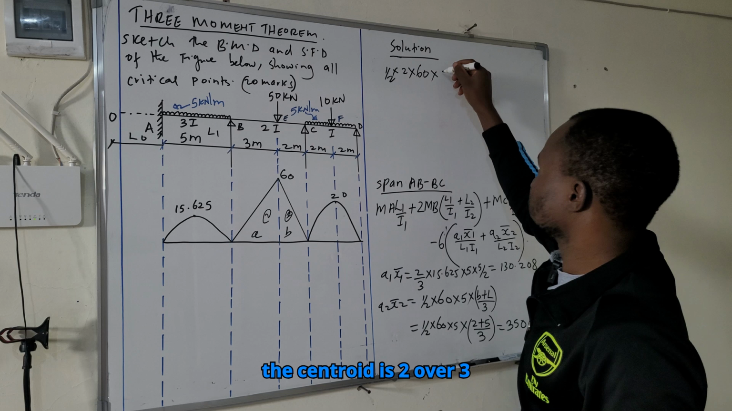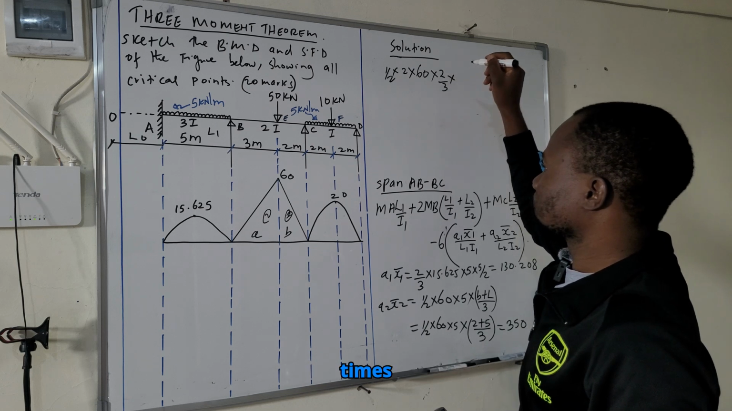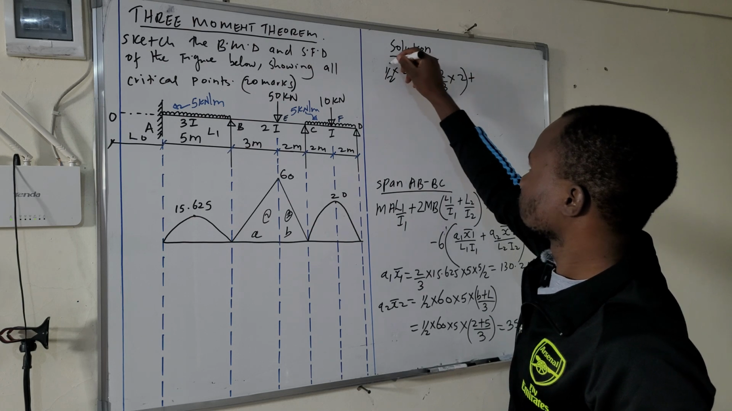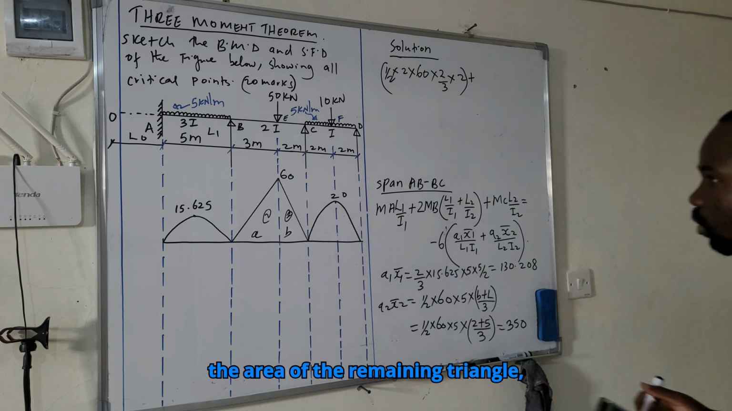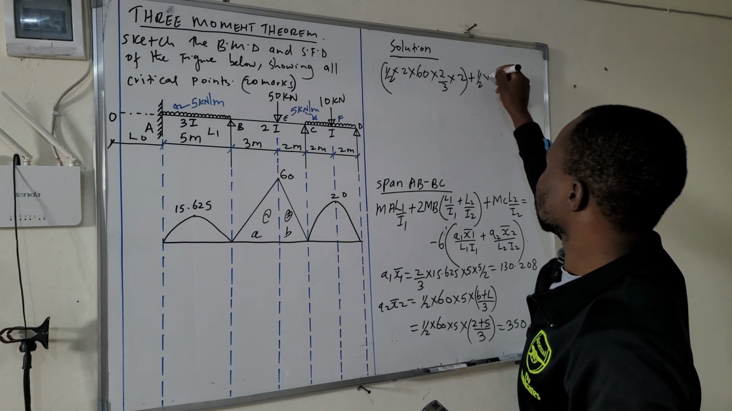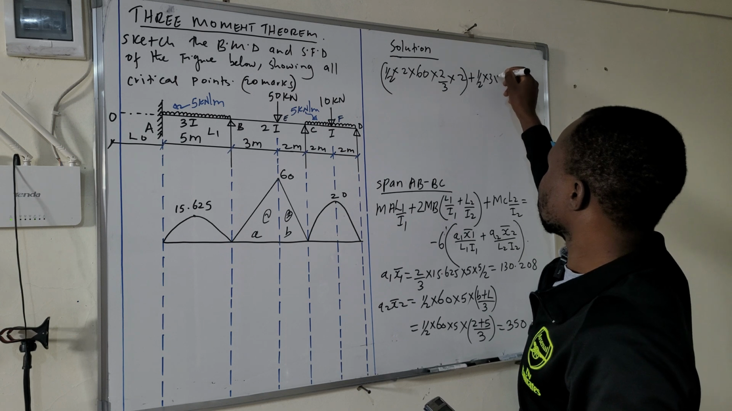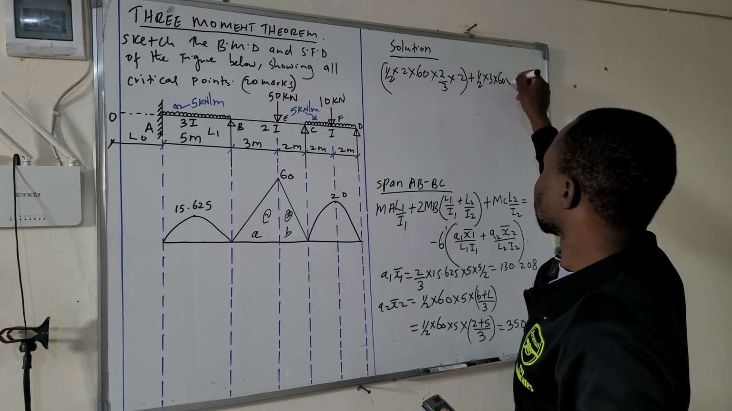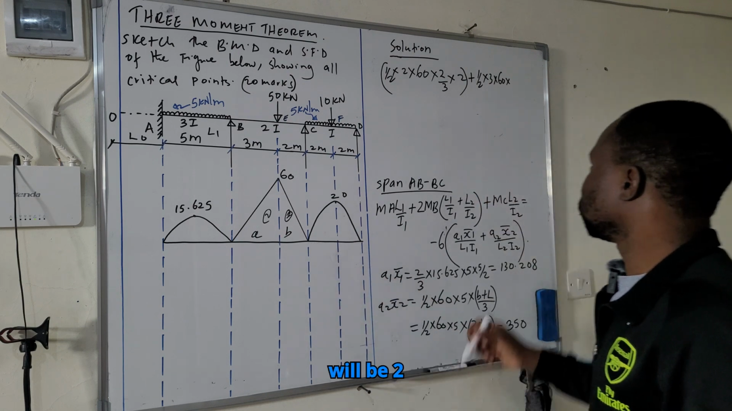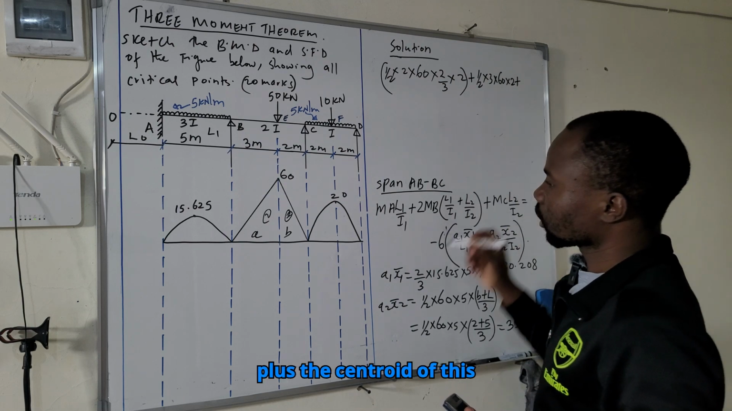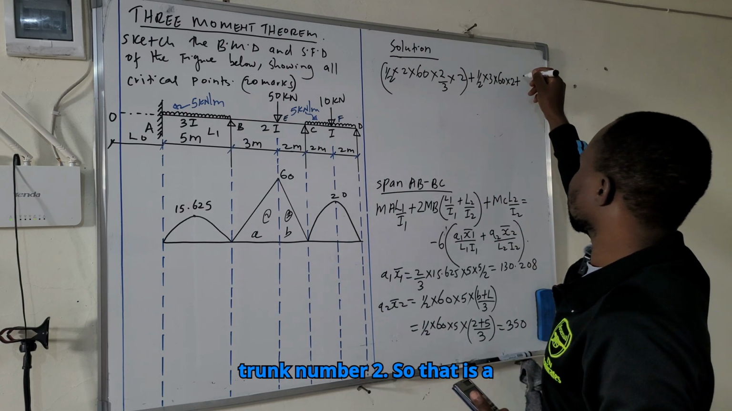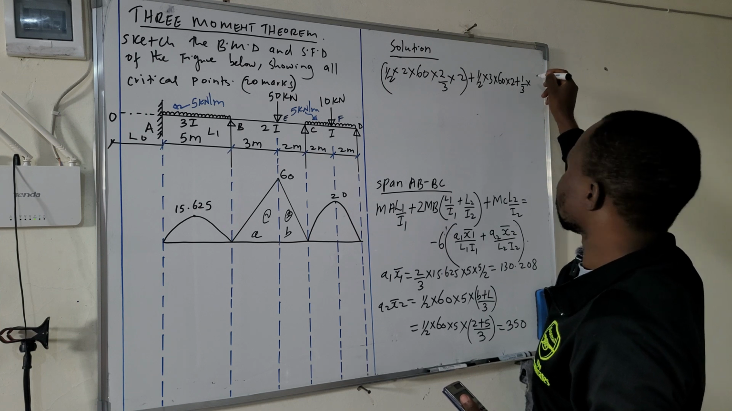The centroid is 2 over 3 times 2, then plus the area of the remaining triangle, which is triangle number 2, times its centroid. So we'll end up having a half times 3 times 60 times the centroid. Because we are coming from this point, it will be 2 plus the centroid of this triangle number 2. So that is a third times 3.